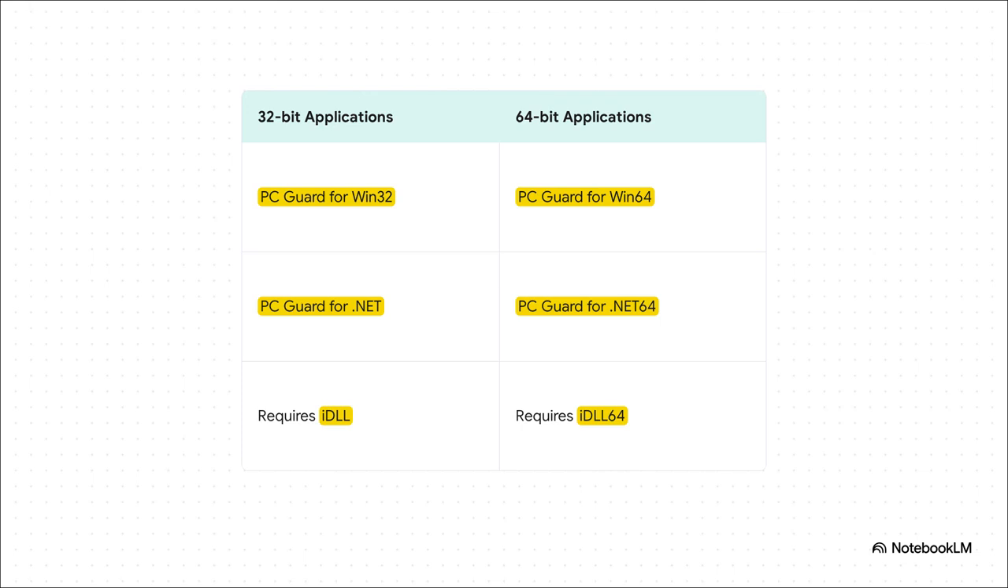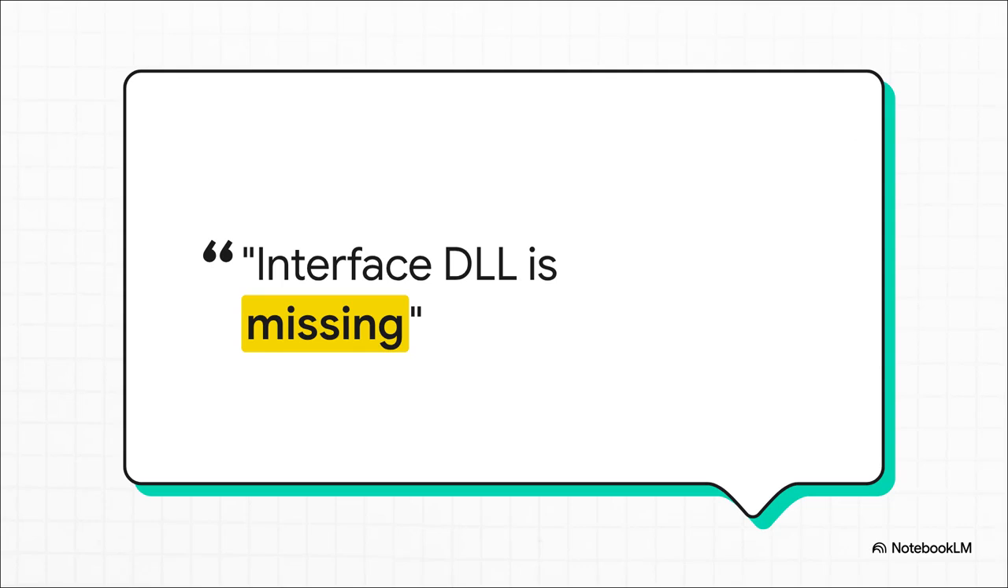Now this is super important. You have to match the architecture. There are 2 flavors of this thing. If you're protecting a 32-bit app, whether it's with PC Guard for Win32 or .NET, you need iDLL. If you're working with a 64-bit app using the Win64 or .NET 64 versions, you'll need iDLL64. And trust me on this, you cannot mix these up. It just won't work.